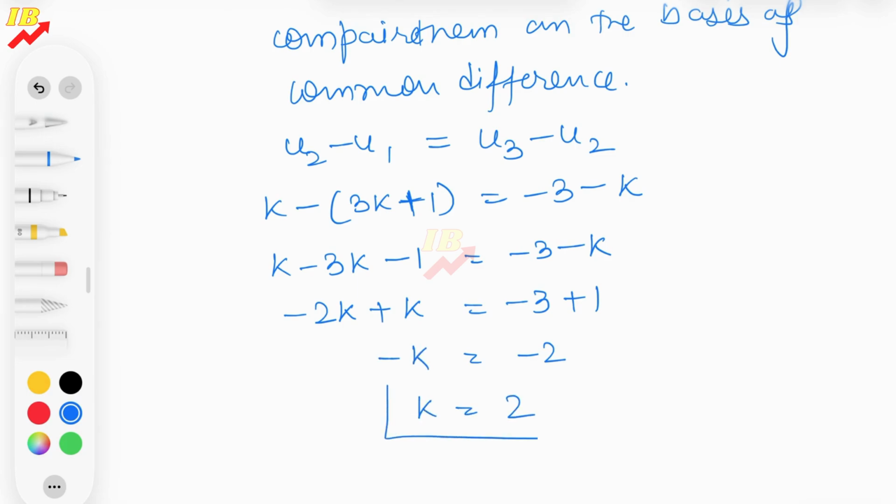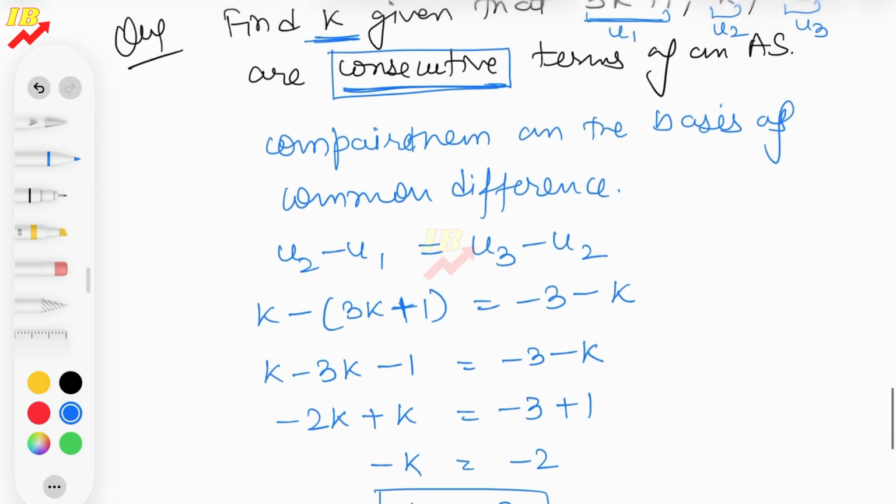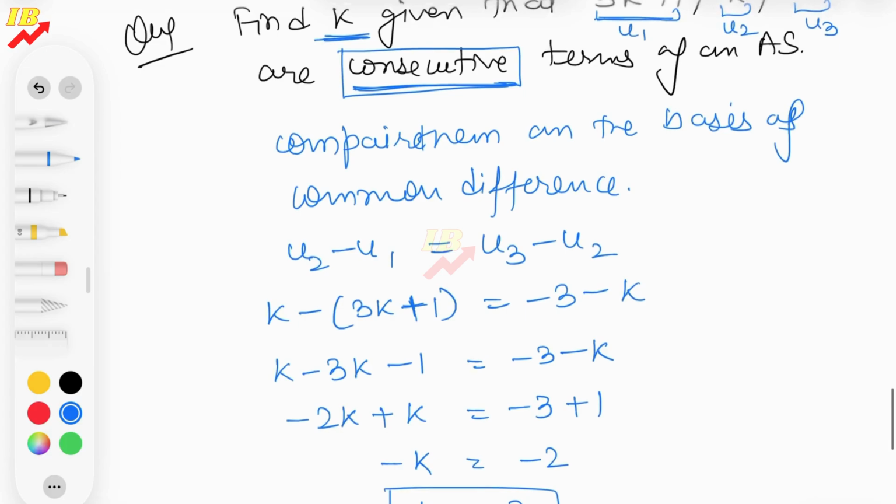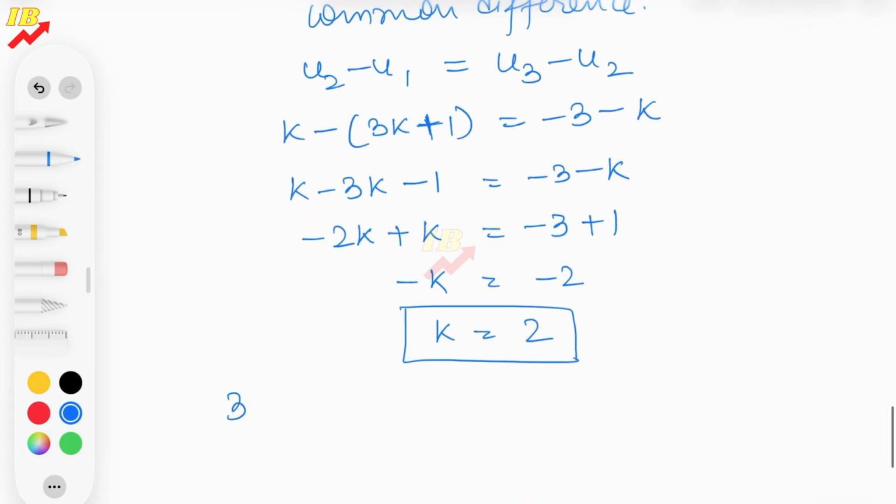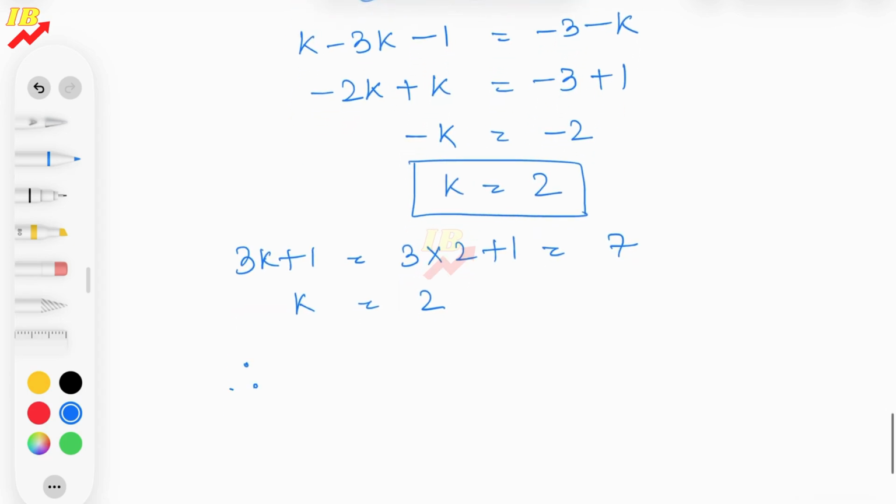So that's your answer. Okay, and even if they are not saying that you have to find the terms, it is your responsibility to write the terms. So that was 3k plus 1, right? So you plug in 3 times 2 plus 1 in here, so that is 7. And the next term is k only, which is 2. Therefore your sequence is 7, 2, negative 3. Okay, this is the right way of answering it.